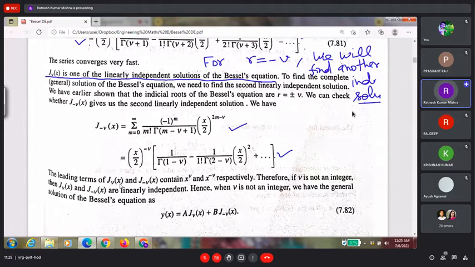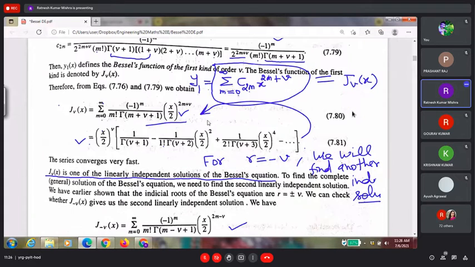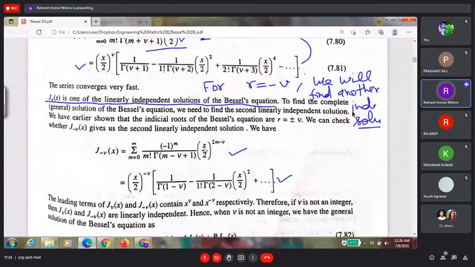That is, in the first one, J v, this is the coefficient of x to the power v, the x to the power v outside, and in J minus v, the coefficient is x to the power minus v. You can find this.